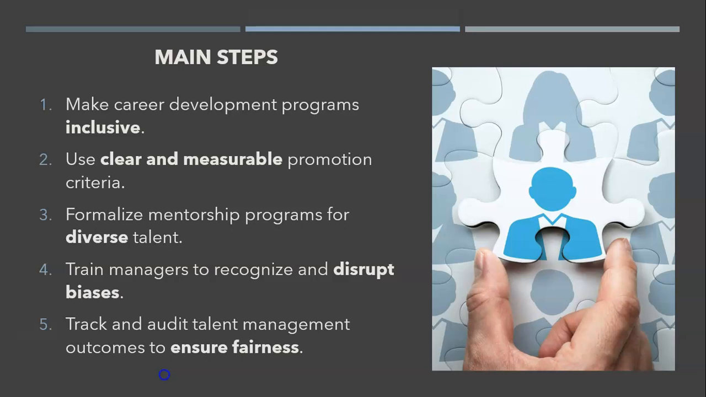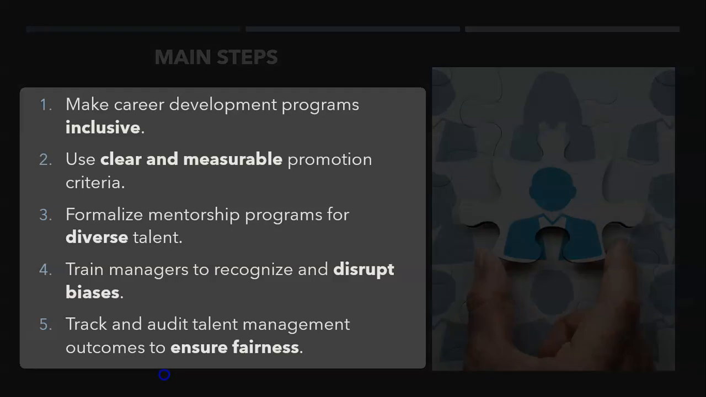To conclude, using the Bias Interrupter Framework in talent management helps create fairer opportunities for employees to grow and advance within the organization. The key is to interrupt bias at every stage, from mentorship programs to promotion decisions. Let's quickly look at the main steps. Make career development programs inclusive.